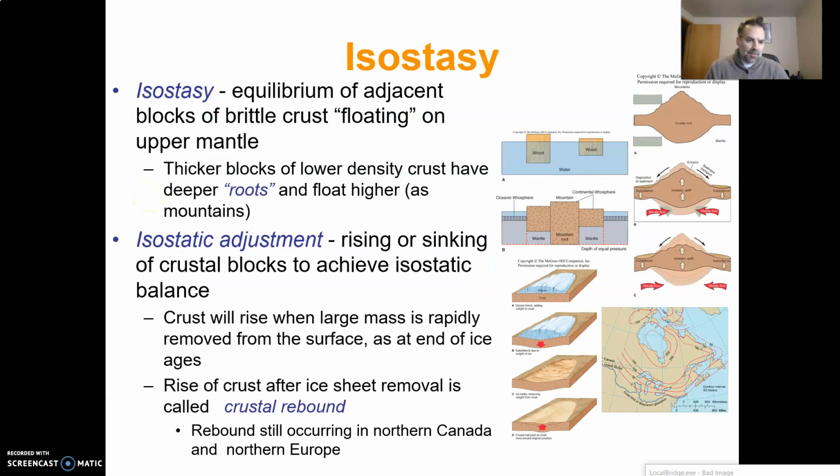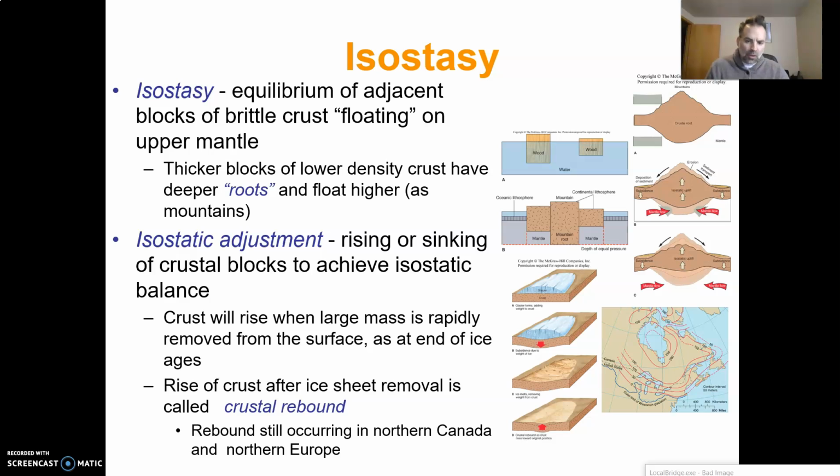So that topic on paleomagnetism, we're done talking about that for now. And briefly, I think right when you guys started in lab, Jocelyn went over the term isostasy. What does it mean? Essentially, it's the equilibrium of adjacent blocks of brittle crust floating on the upper mantle. And we were talking about, this has to do with something that has a lower density. Thicker blocks of lower density crust have deeper roots and float higher. And the example would be mountains.